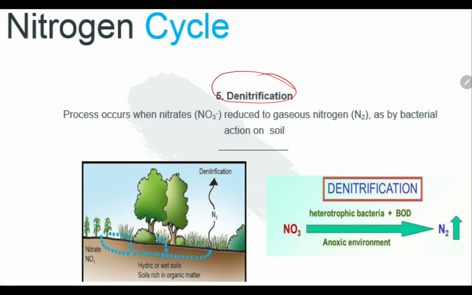And step 5 is denitrification. Okay, so just now it was nitrification and this is denitrification. So remember from the last step, everything is converted to nitrates with the help of the microorganisms. Then the nitrates can be absorbed by the plants. So now we have the nitrates. So the nitrates now are reduced back to nitrogen gas, okay, by bacterial action. Then it will be released back to the atmosphere.